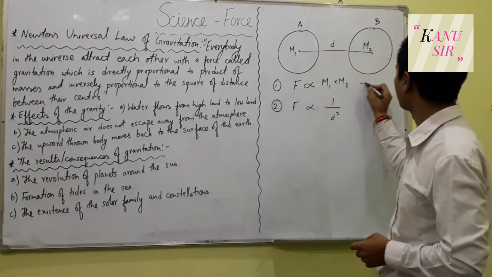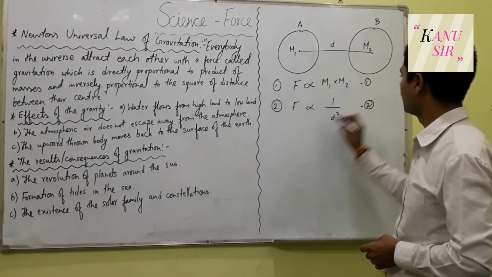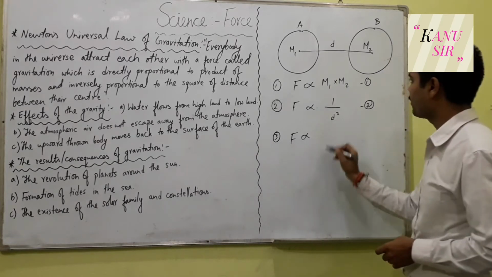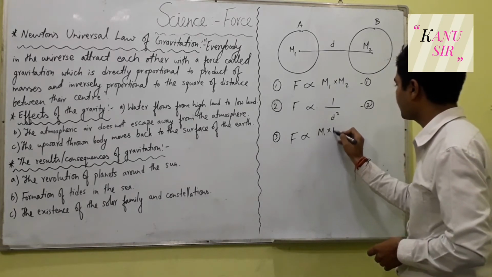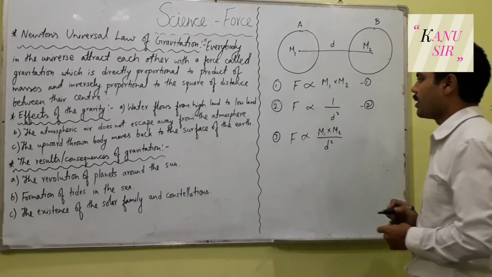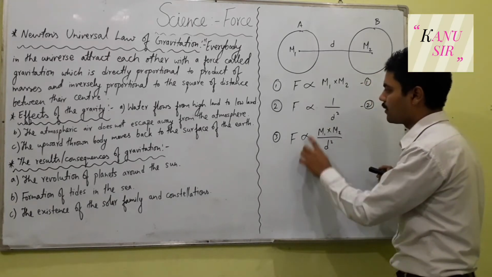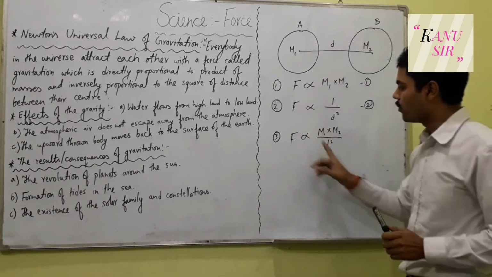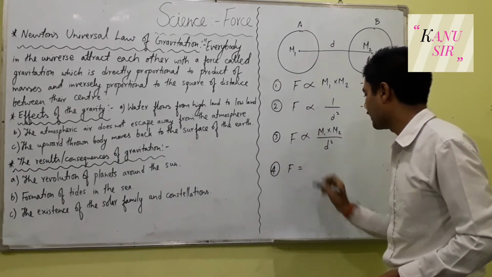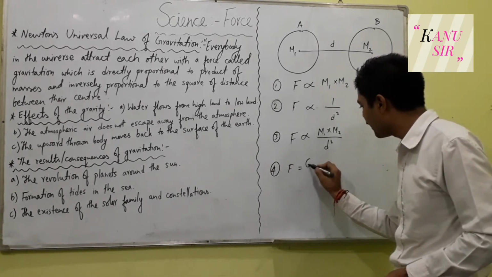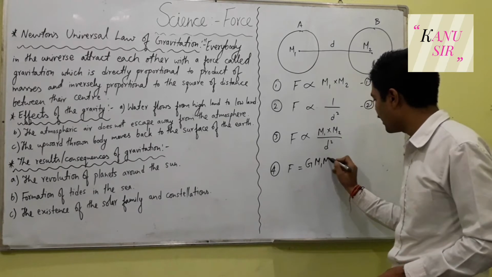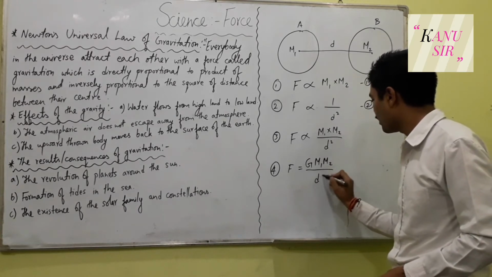Now, combining both equations 1 and 2, we get that force is directly proportional to the product of the masses and inversely proportional to the square of the distance between them. And this symbol is our proportionality symbol. When we change it into the equal sign, then there comes a constant value G, called the gravitational constant: F equals G m1 m2 upon d square.